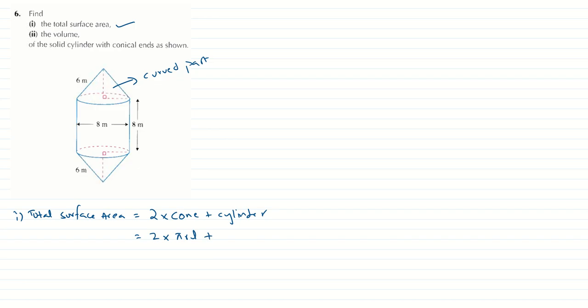Plus the curved part of cylinder is calculated by 2 pi r h. So in place of pi you can write 3.142. In place of r you will write 4 because 8 meter is the diameter.